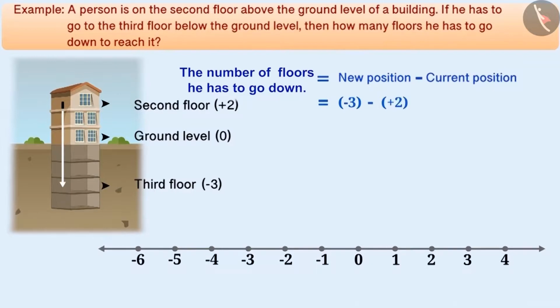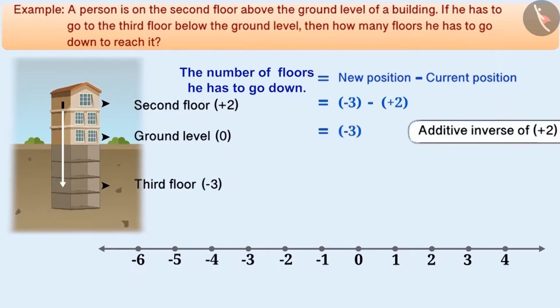Can you tell me how to solve this on the number line? Think a little. Let me tell you, since we need to perform the operation of subtraction, we will first convert it into the operation of addition. To do so, we add the additive inverse of +2 to -3.